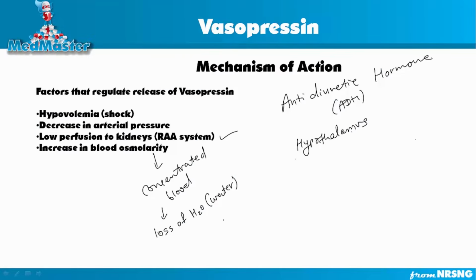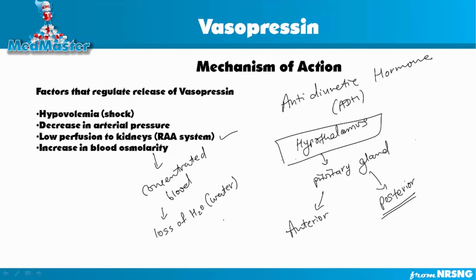And in that one, we have a pituitary gland. And there are two parts of the pituitary gland. Two sections. There is an anterior pituitary gland and a posterior pituitary gland. And from the posterior pituitary gland, the vasopressin gets secreted depending on all the signals that the body sends to the hypothalamus, which is in the brain. Signals like hypovolemia, decrease in arterial pressure, low perfusion to kidneys, and increase in blood osmolarity.